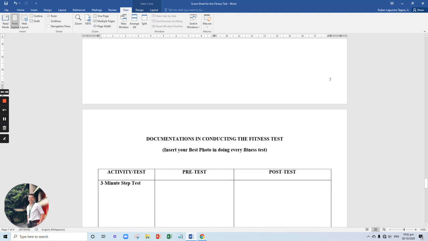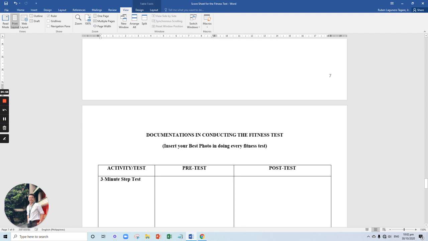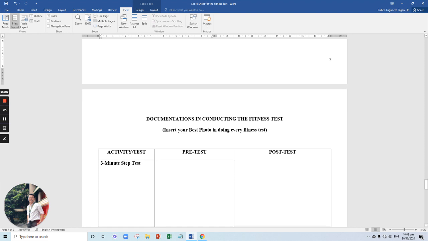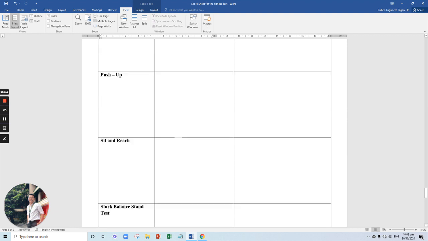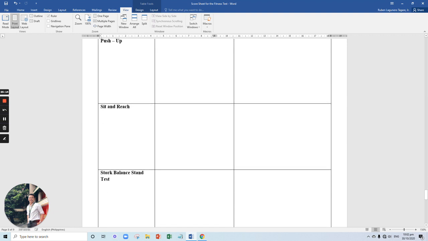Then, as a proof, you have to put documentation in conducting the fitness test. So, you have to insert your best photo in doing every fitness test. Isa lang, ha? Huwag masyadong marami. So, this is the pre-test, this is the post-test. So, for 3-minute step test, lagay mo dito yung katibayan na nag-step test ka talaga. For push-up, lagay mo dito. Sit and reach, lagay mo dito. Stork balance, lagay mo dyan. And alternate handball, lagay mo rin dyan.